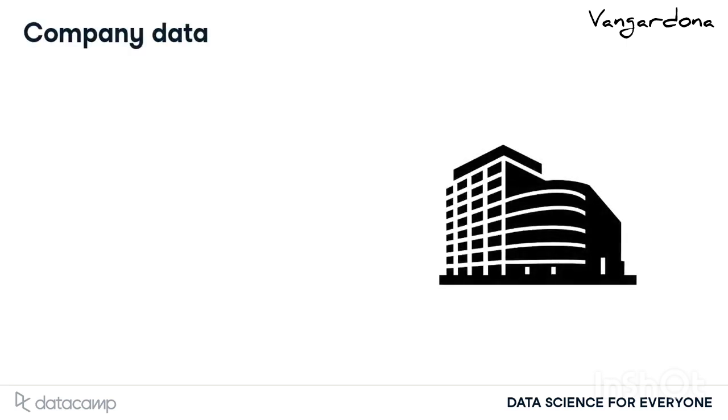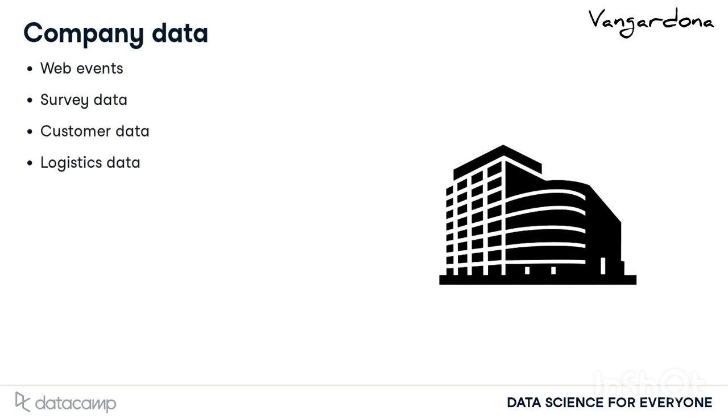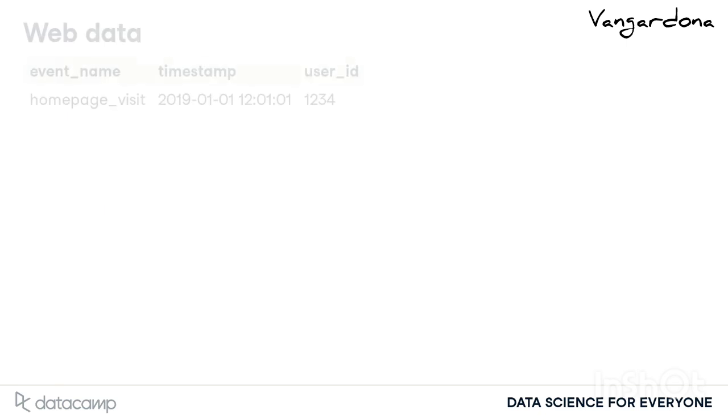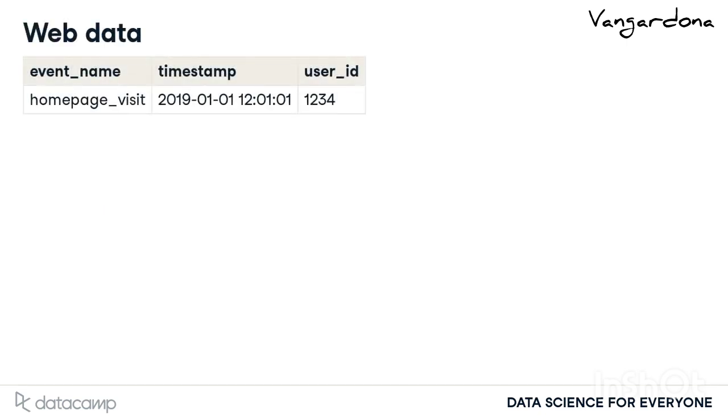Some of the most common company sources of data are web events, survey data, customer data, logistics data, and financial transactions. Let's dive a bit deeper into web data. When you visit a web page or click on a link, usually this information is tracked by companies in order to calculate conversion rates or monitor the popularity of different pieces of content.